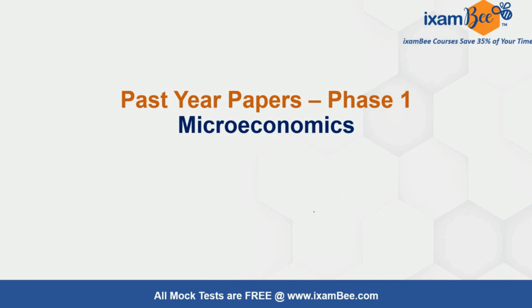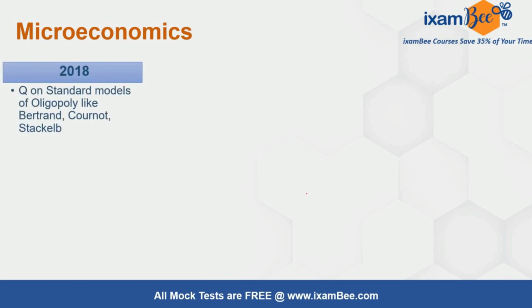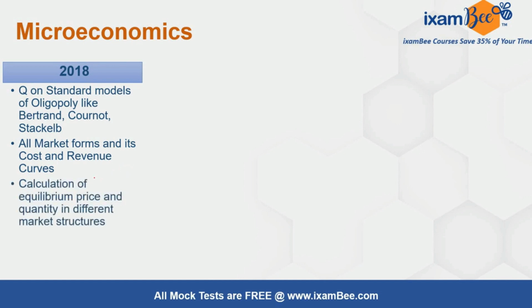Questions and the papers that have come in the past, we will discuss them segment wise, first being the microeconomics segment. If I talk about microeconomics in 2018, the questions that had come were related to standard models of oligopoly. There were also questions related to the market forms and their cost and revenue curves. There were numericals related to the calculation of equilibrium price and quantity in different market structures, and numericals on elasticity, demand and supply elasticity.